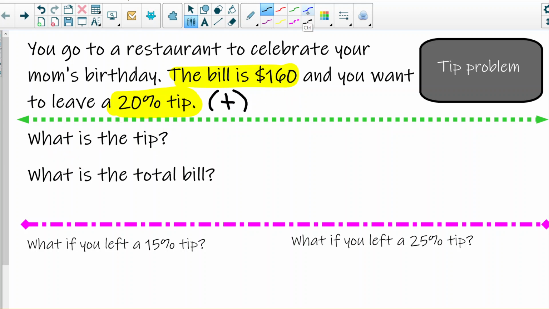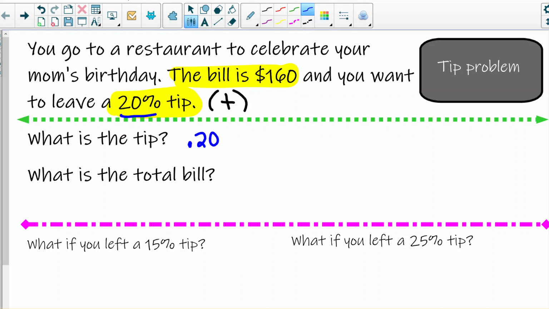So the first thing that I would do is I need to switch this 20% and convert it to a decimal. So as we learned, in order to write 20% as a decimal, you move your decimal places 2 units to the left. So 20% would be 0.20.